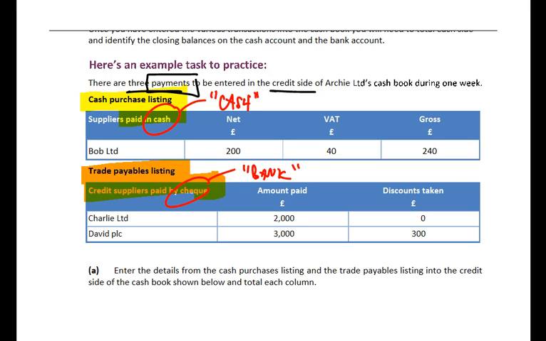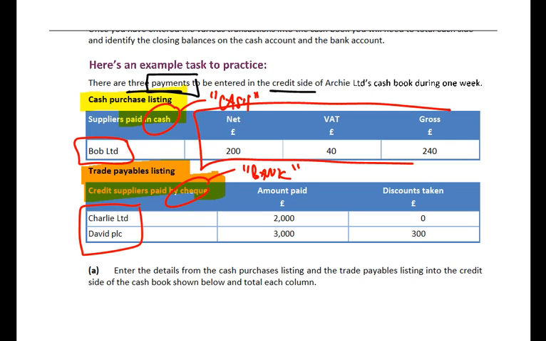So the first thing to understand is that of the 3 payments, we've got one that we're going to be categorising as a cash payment, and 2 of them here that are going to be categorised as bank payments. Well, let's start with a transaction for Bob. So Bob Limited is a supplier here. Perhaps they're a supplier that doesn't offer us credit, so we've had to pay them in physical cash as we make the transaction. Now you can see for the Bob transaction, we've got a full analysis of that purchase, given the net value, the VAT, and the gross value.